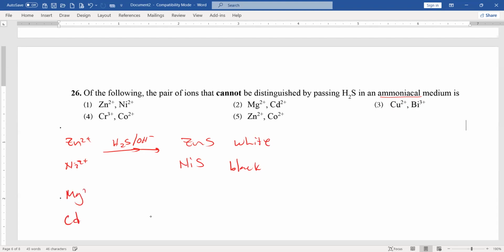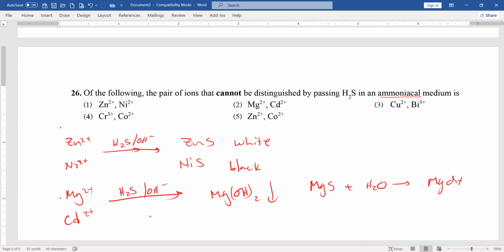Magnesium, cadmium. Normally remember that when we pass H2S in basic medium, this magnesium gives us a magnesium hydroxide precipitate. How does it happen? First, magnesium sulfide may be formed, but it hydrolyzes because it is unstable, giving magnesium hydroxide and H2S back. So straight away you can write down magnesium hydroxide is the product.